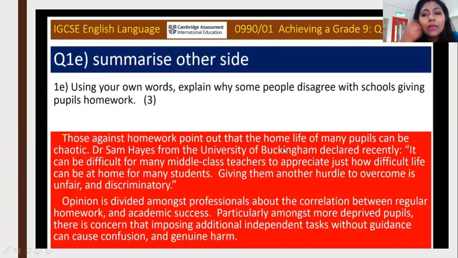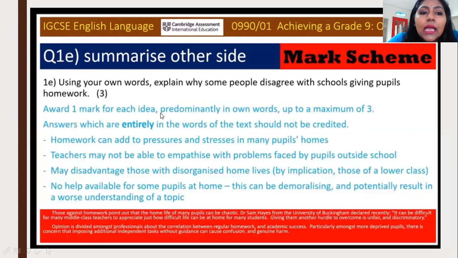Now next, question 1E as summary. So according to this question, you need to use your own words and explain why some people disagree with schools giving pupils homework. You may also be given this question with 3 marks. So this is an example of an answer.